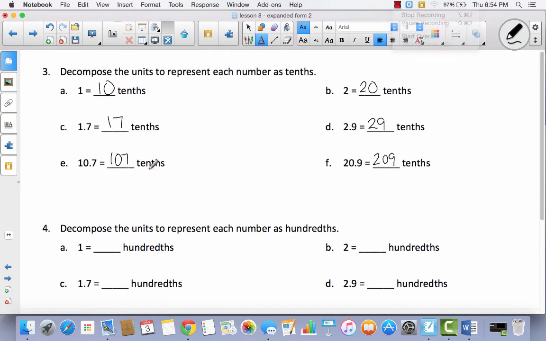Okay, so hopefully you figured out that this would be 107 tenths and this would be 209 tenths. Because for each of these, it would be 200 and then you have your 9 tenths already there.